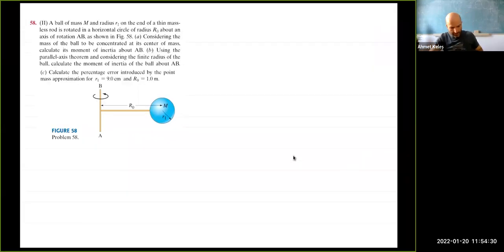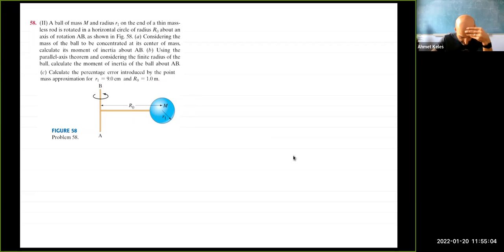So let's see what this is asking. A ball of mass m, radius r1 on the end of a thin massless rod is rotated in a horizontal circle of radius r0 about an axis of rotation AB. It's shown on here.